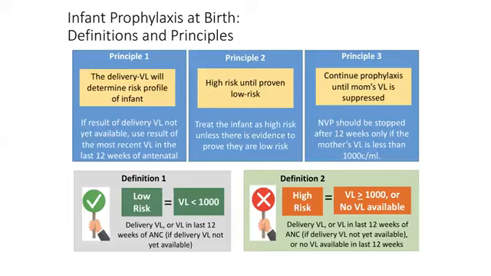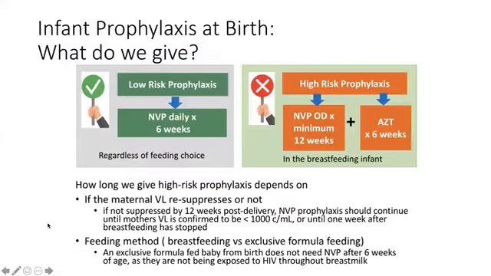So if you look at the next slide, our low risk babies are going to get NVP for 6 weeks, and our high risk babies are going to get a minimum of 12 weeks of NVP and 6 weeks of AZT. So I've spoken to some people from National.